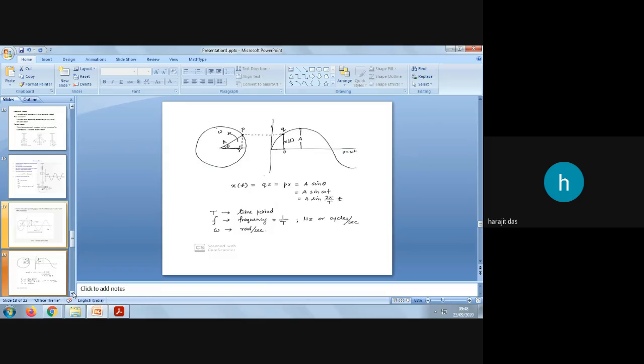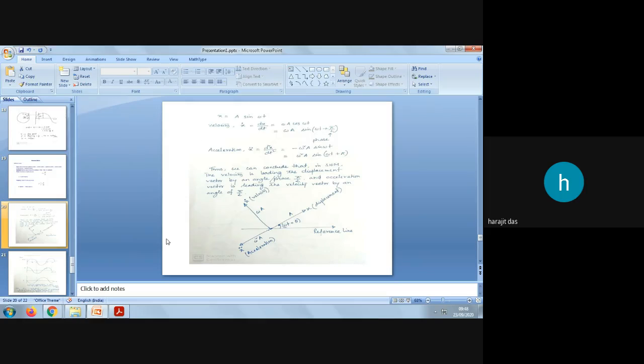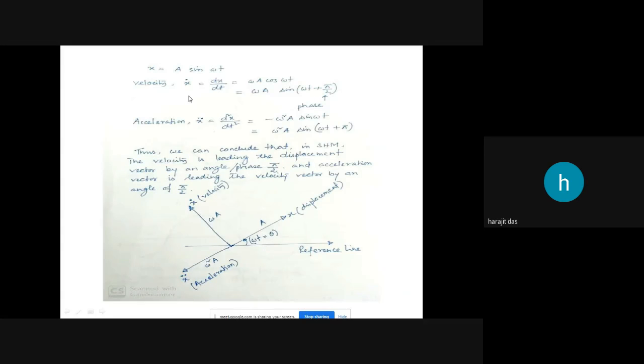Now let us see what was taught in the last class. I told you that this is the basic equation, x equals a sine omega t. If you double differentiate it, you will get the acceleration. If you differentiate it once with respect to t, then you will get the velocity. In cos and sine functions, we came to know in the last class how to write these equations.